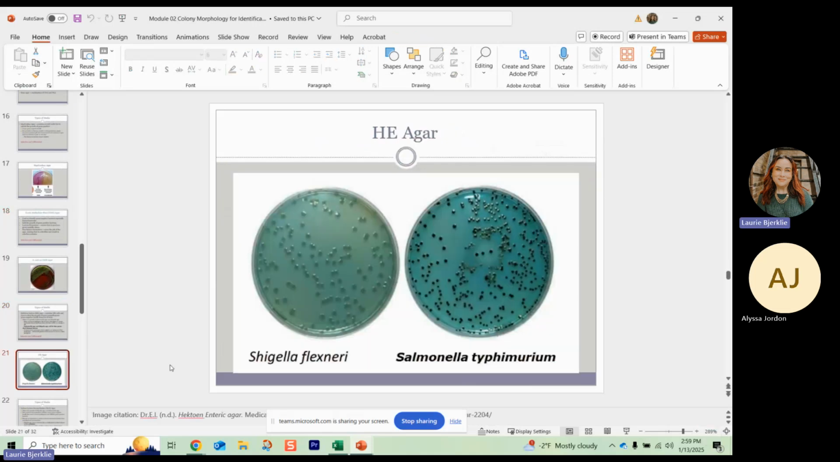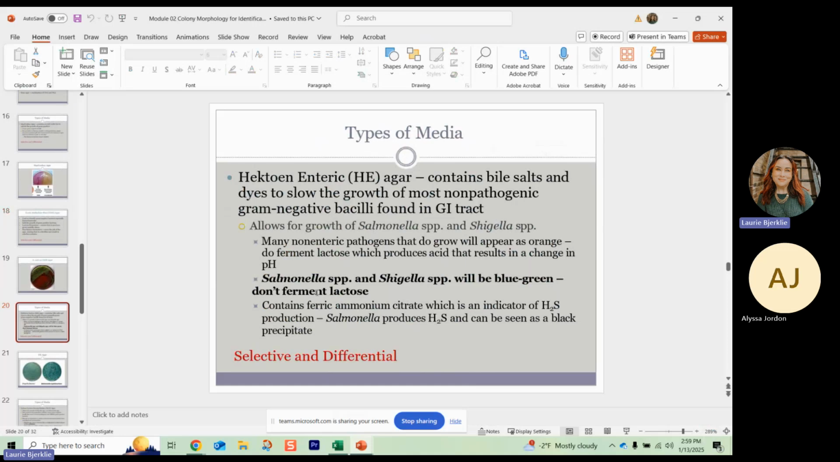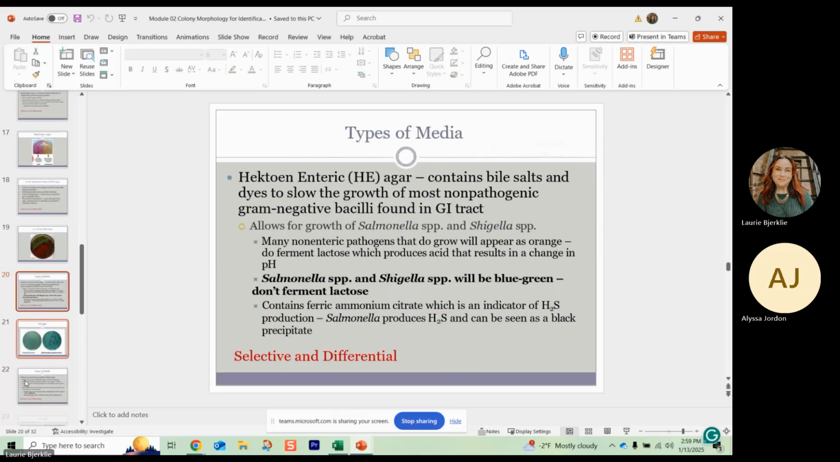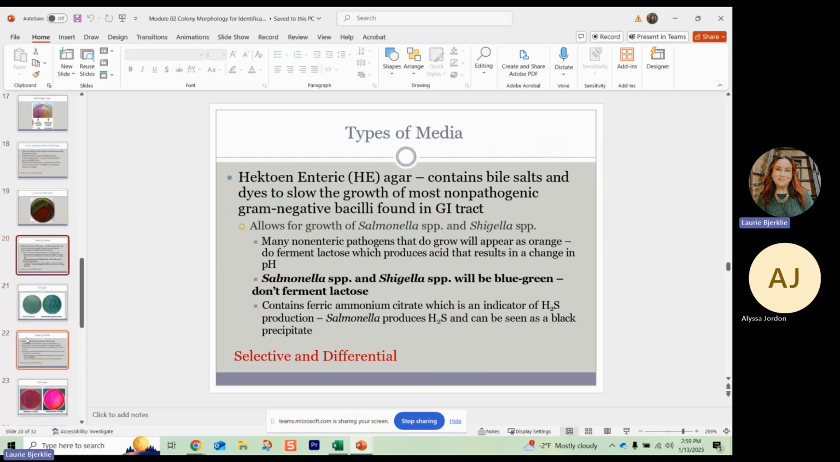So when we look at it here on HE agar, Shigella over here will be blue-green colonies. Salmonella is also blue-green colonies with that black center for the H2S it can produce. Both are blue-green colonies because they are both non-fermenters. Those bacteria that do ferment will be orange on HE agar. So that's selective and differential. So know the purpose of HE agar and the color that they take on.